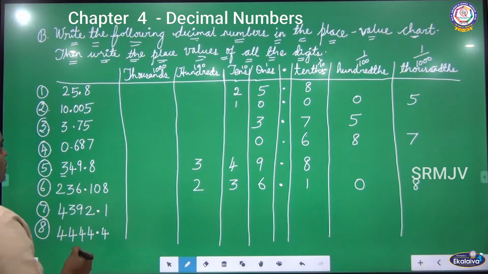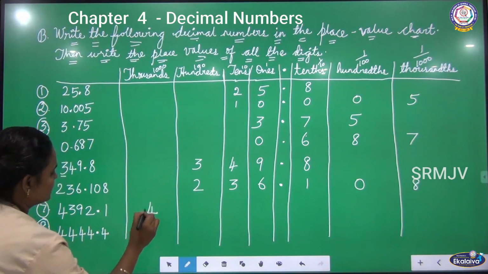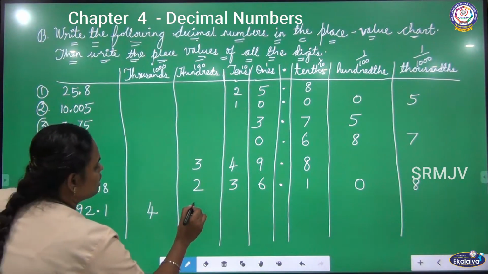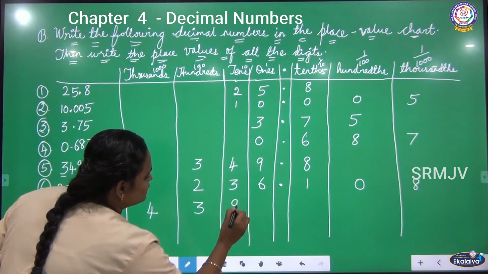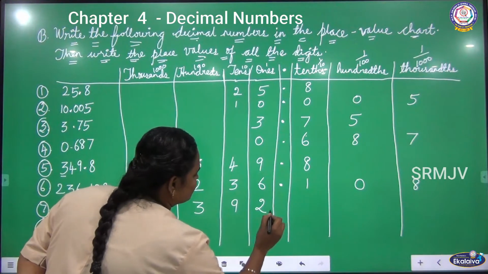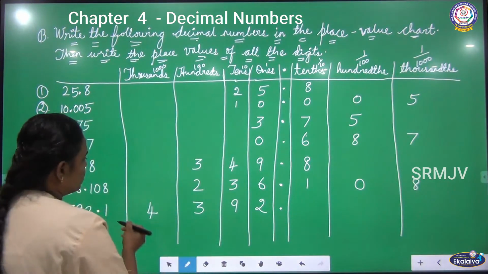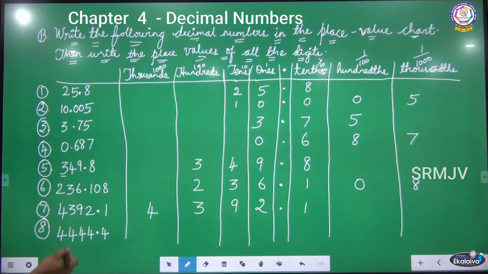Next one, 4392.1. So what is the place value of 4? 4 is in thousands place. Next 3 hundreds place, 9 tens place. Next 2 in ones place. Then decimal. Then 1 is in tenth place.